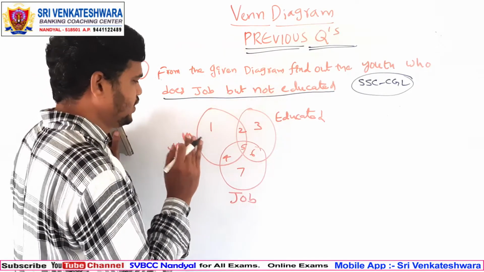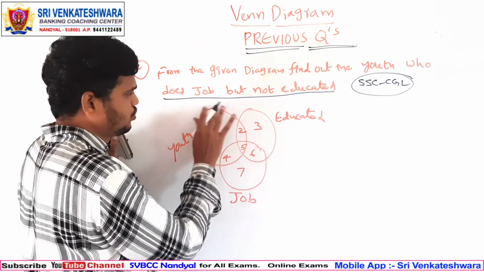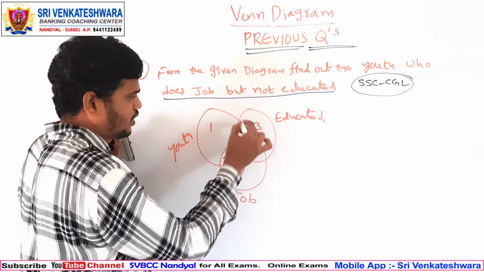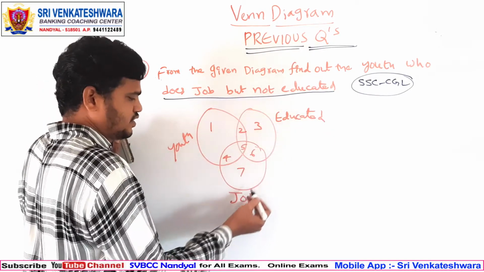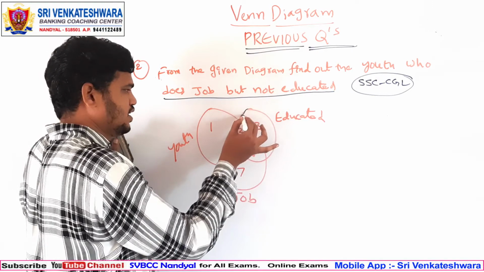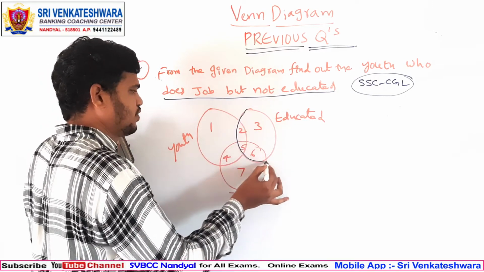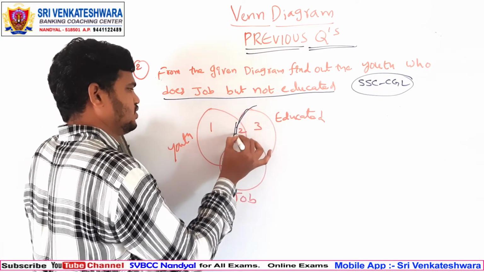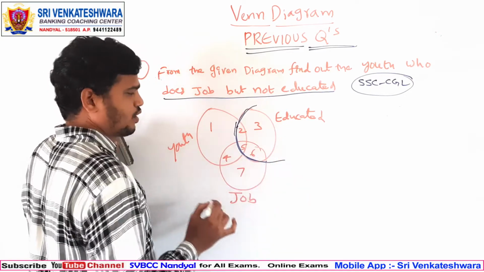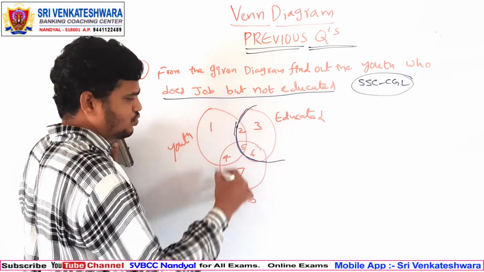Okay, so which one should be here? So this is the youth circle. Okay, so this is the educated, this is the job. So this is the educated. This is not required for us. This is not required for us. Okay, so now we can take these two circles.